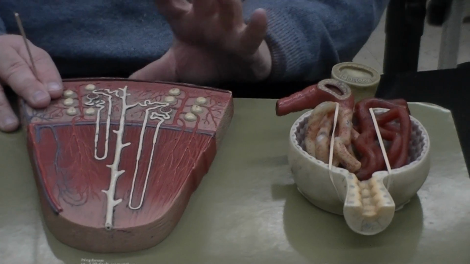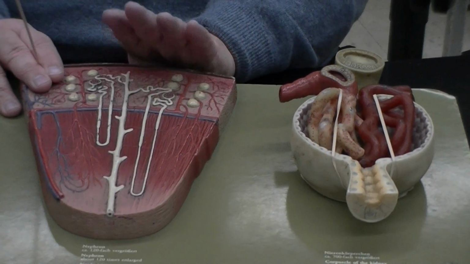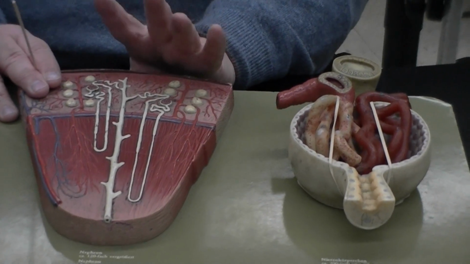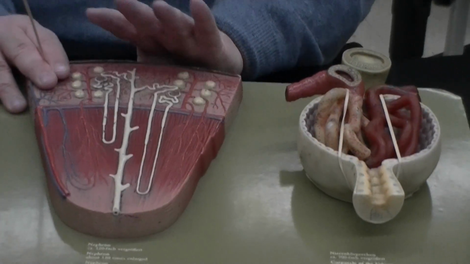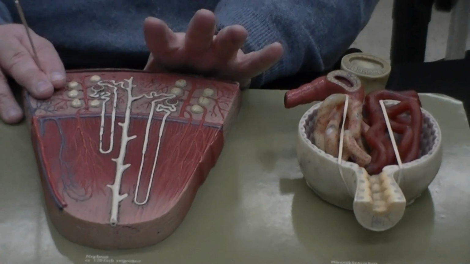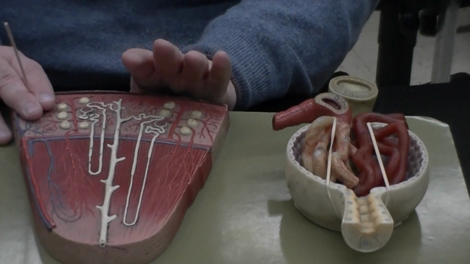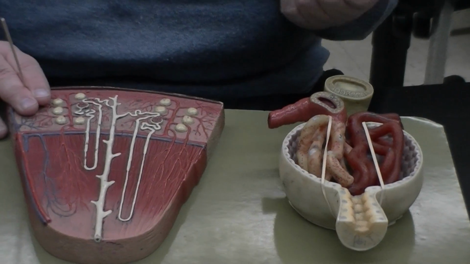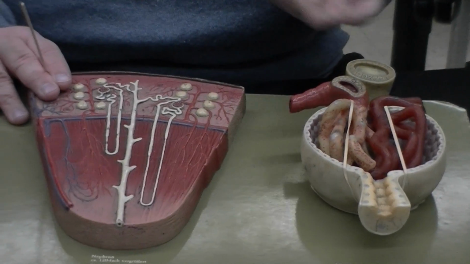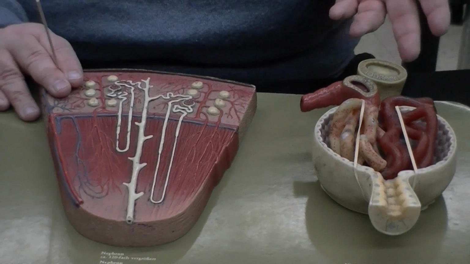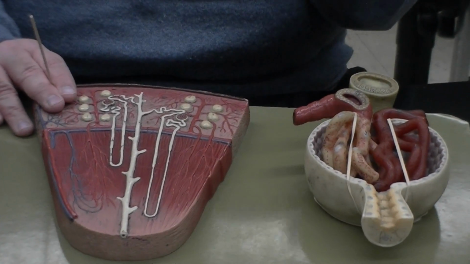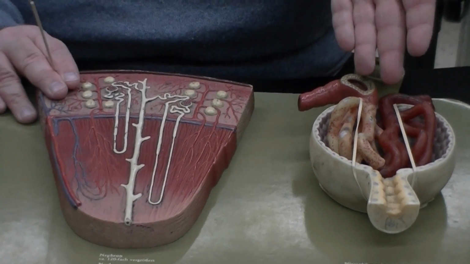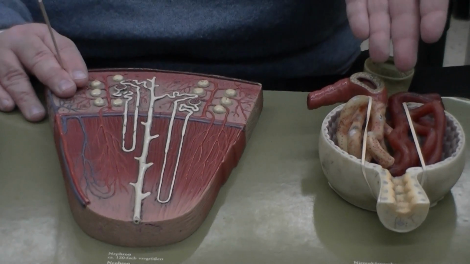Now everything will get filtered except medium and large proteins and blood. If you see blood in your urine, there's something wrong. It's not a normal thing. Obviously, unless you were using some kind of urine analysis test strip, you wouldn't know if there was protein in the urine, chances are. But medium and large proteins should not get through the filter. Blood shouldn't get through the filter, the blood cells are too big.